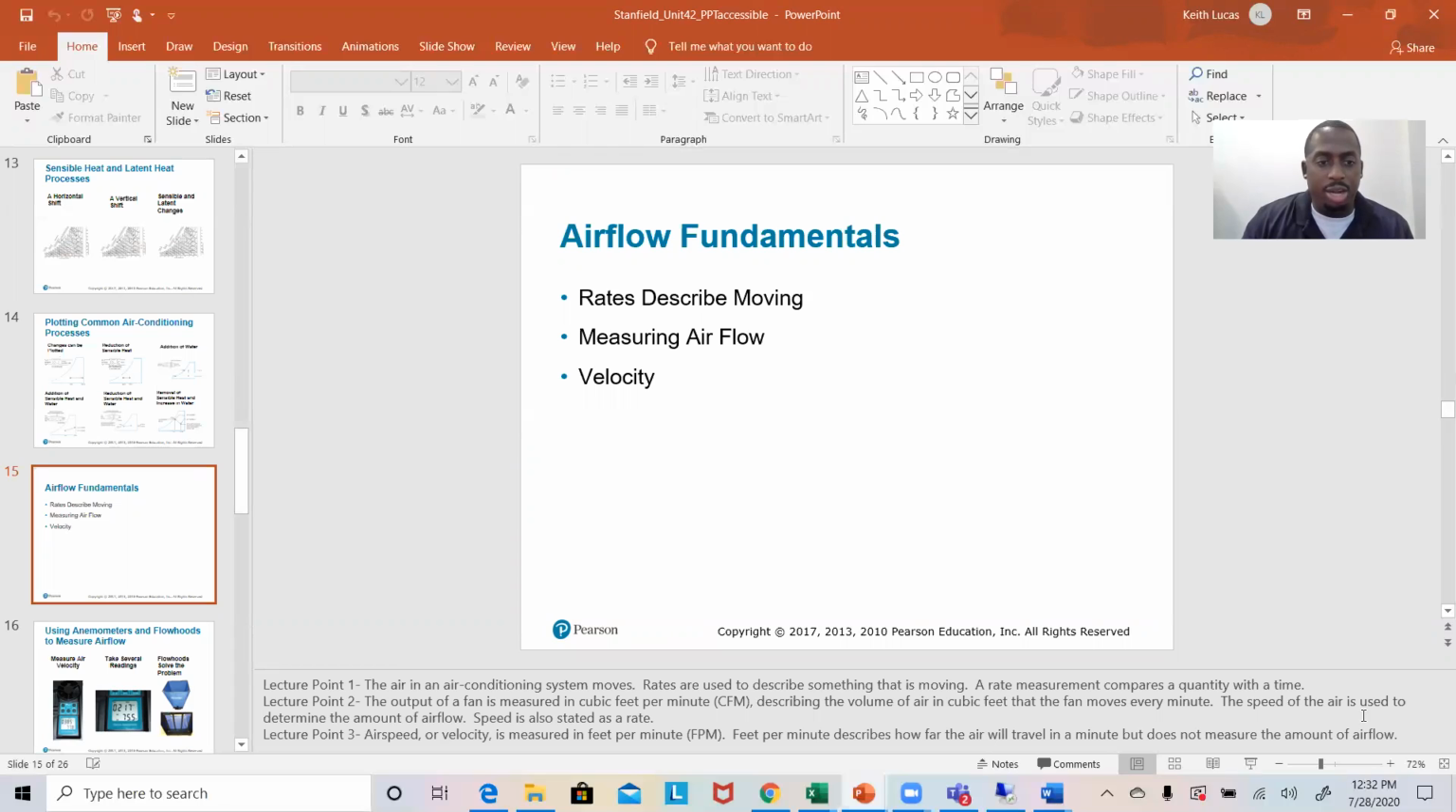The speed of the air is used to determine the amount of airflow. Speed is also stated as a rate. Airspeed or velocity is measured in feet per minute. Feet per minute describes how far the air will travel in a minute, but does not measure the amount of airflow. So CFM, cubic feet per minute, measures the amount of airflow. Feet per minute is how far the air will go.